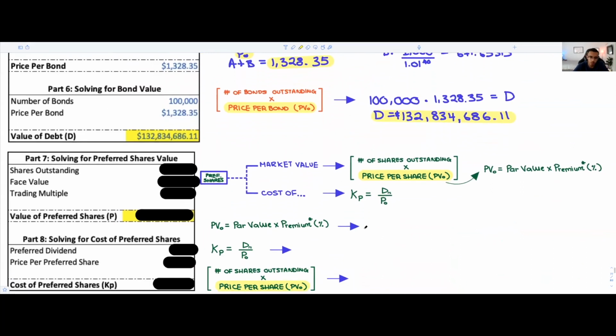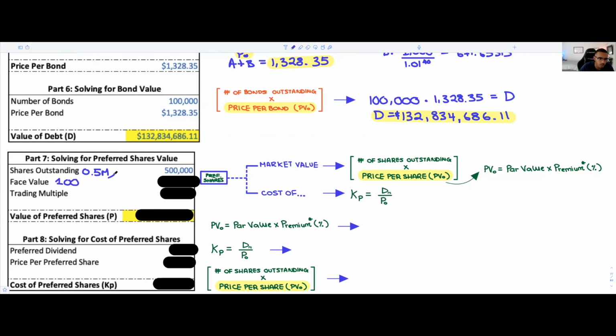So the first part for us is figuring out what is the price of one individual preferred share. In these types of questions, what you're going to do is take the par value multiplied by the premium or discount provided in the question. So if you recall, if I could go back really quickly to find, we had 0.5 million shares outstanding, not bad. I'm getting a little bit tired. We're 54 minutes in, I'm getting a little bit weird. And we know that the face value is 100.